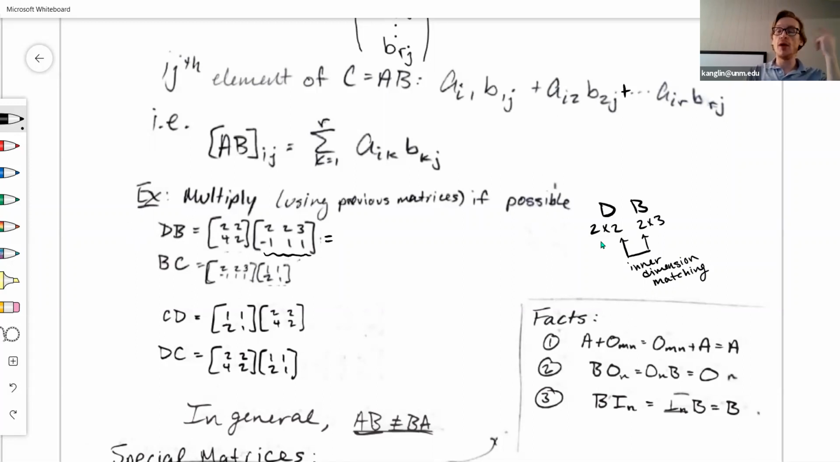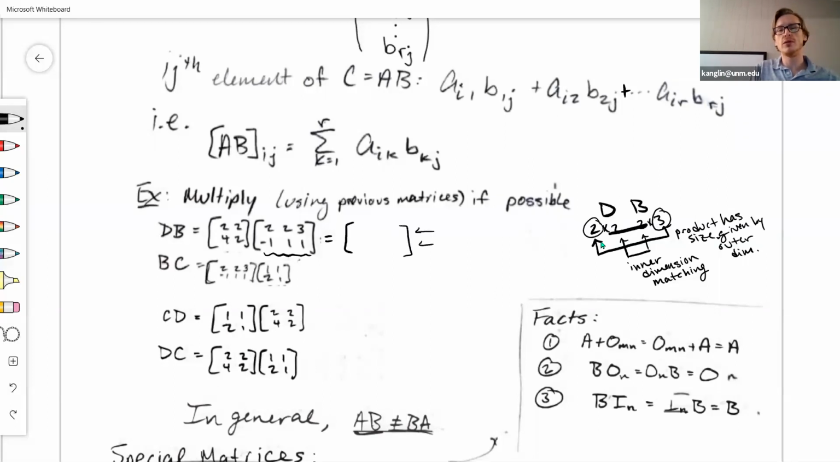What we also want to notice is that the result of this, D times B, will have the outer dimensions as the result. So the result of the multiplication, the product, I should say, has size given by outer dimensions. So 2 by 3 in this case. You think of the inner ones as kind of canceling out, they become irrelevant so long as they matched. Then you're left with something of the size given by the outer dimensions. So we're going to have a 2 by 3 matrix. 2 rows, 3 columns.